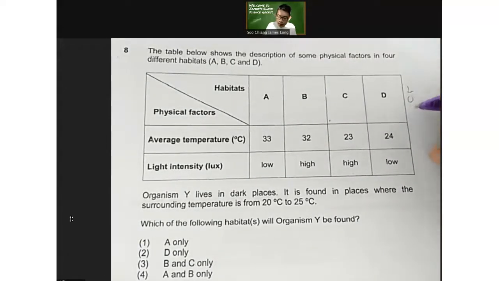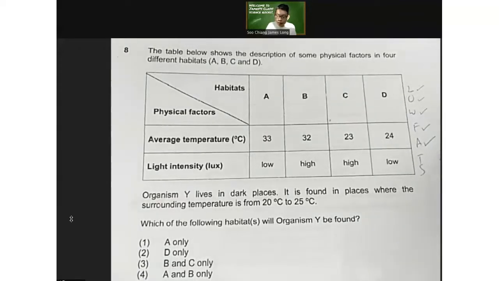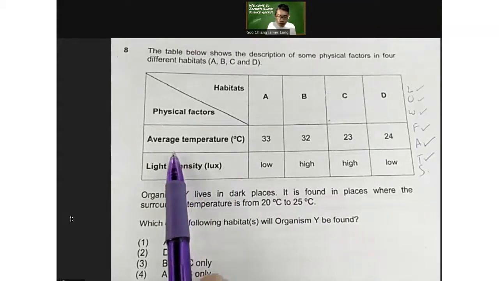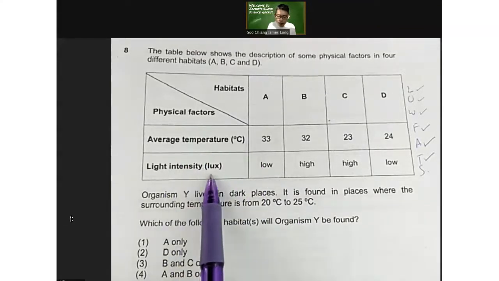Now, physical factors here, remember our LOW FACTS, right? What does LOW FACTS mean? Think about physical factors: amount of light, the organisms that are in the place, the availability of water, the availability of food, air quality, temperature, as well as, what does S mean? I hope you remember. Alright, let's come back to this at the end. So it lives in dark places, okay? It's found in places where the surrounding temperature is from 20 degrees Celsius to 25 degrees Celsius. Average temperature, light intensity, okay?